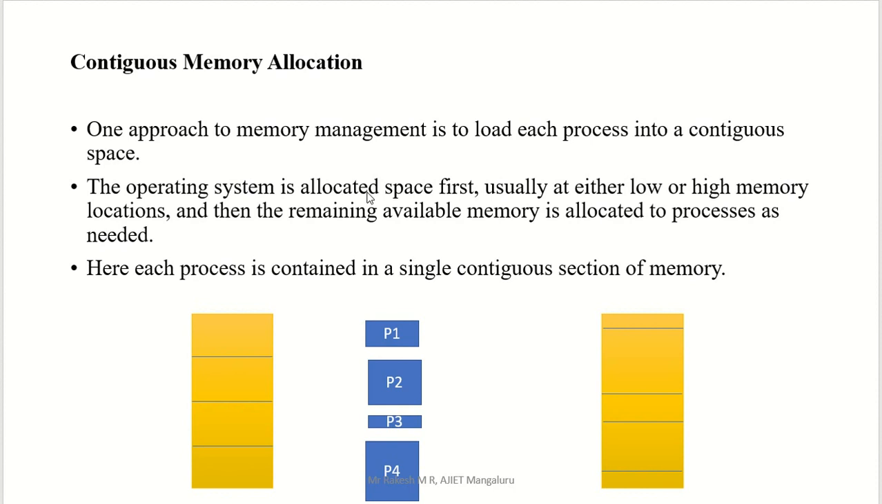The operating system is allocated space first, usually at either a low or high memory location, and then the remaining available memory is allocated to processes as needed. Here each process is contained in a single continuous section of memory. This is one of the methods, the one we see in the first diagram.